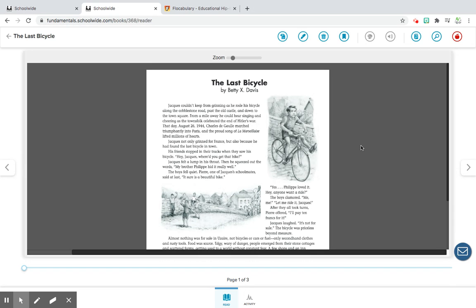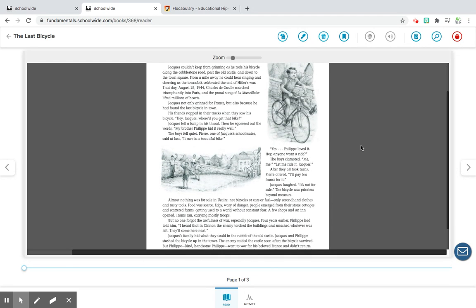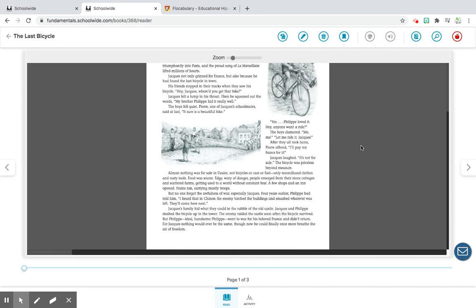His friends stopped in their trucks when they saw his bicycle. "Hey, Jaquise, where'd you get that bike?" Jaquise felt a lump in his throat, and then he squeezed out the words, "My brother Philip hid it very well." The boys fell quiet. Pierre, one of Jaquise's schoolmates, said at last, "It sure is a beautiful bike." Yes, Philip loved it. "Hey, anyone want to ride?" The boys clamored, "Me, me! Let's ride it, Jaquise." And after they took turns, Pierre offered, "I'll pay 10 francs for it." Jaquise laughed. "It's not for sale." The bicycle was priceless beyond measure.